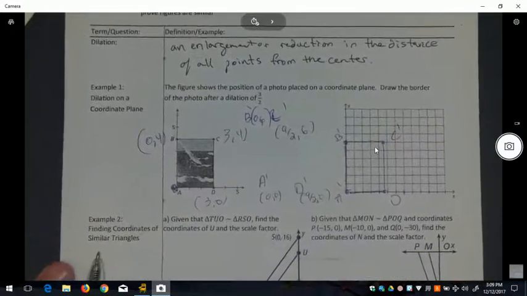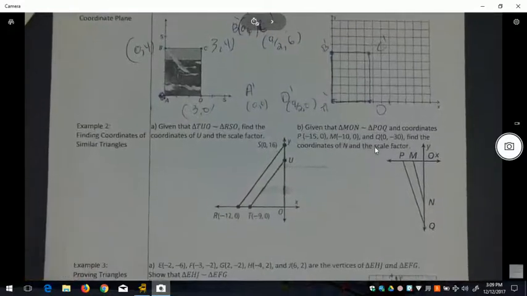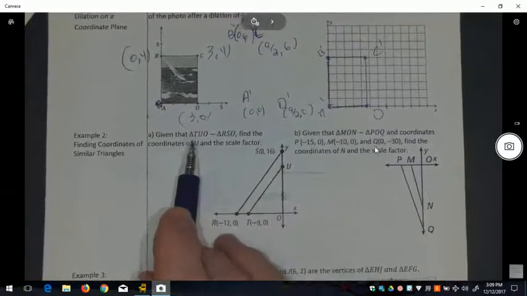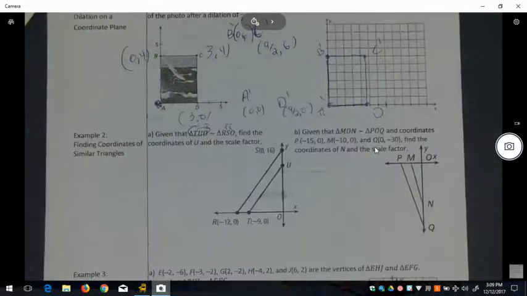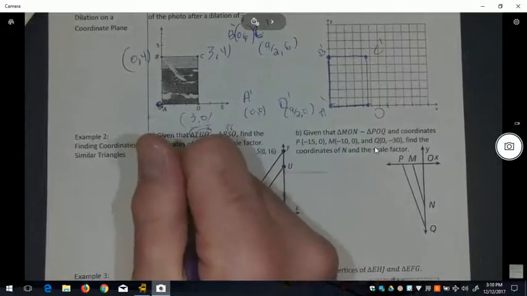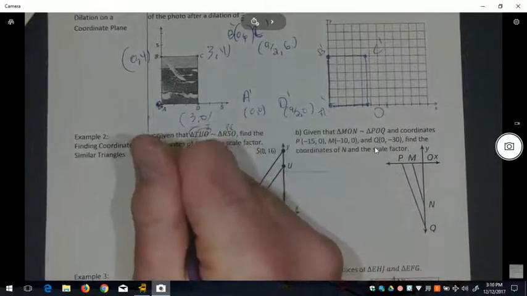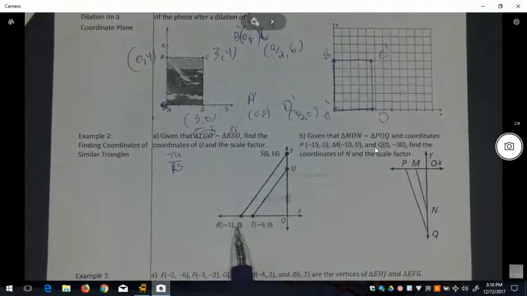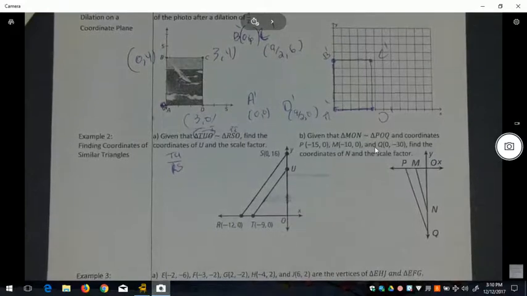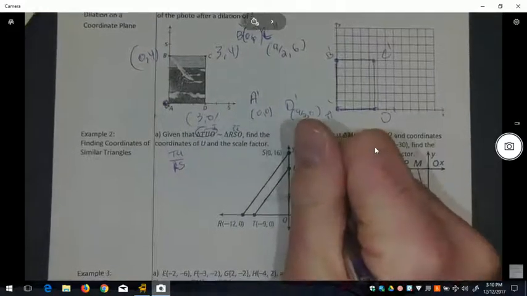Finding coordinates in similar triangles. So we need to keep in mind the scale factor here. They're telling us that TUO is similar to RSO. So this, again, is the image. This is the pre-image. So the scale factor is TU to RS. So in this particular case, TU to RS, they've done an enlargement. But we need to find the coordinates of this.